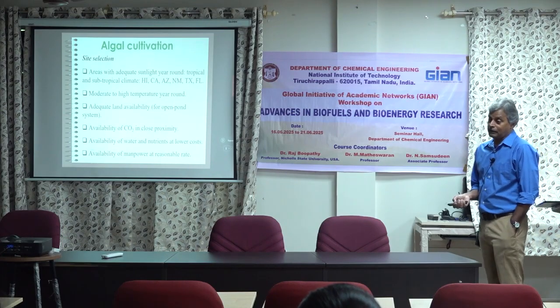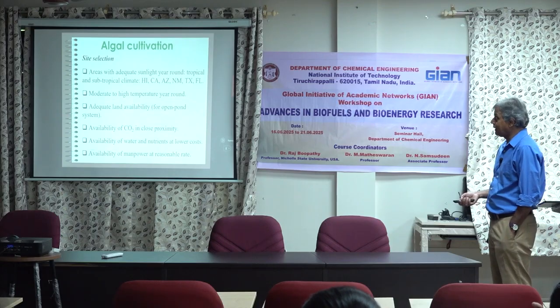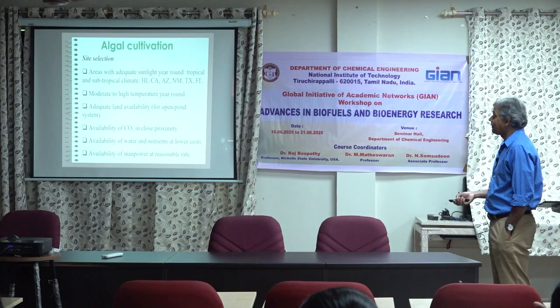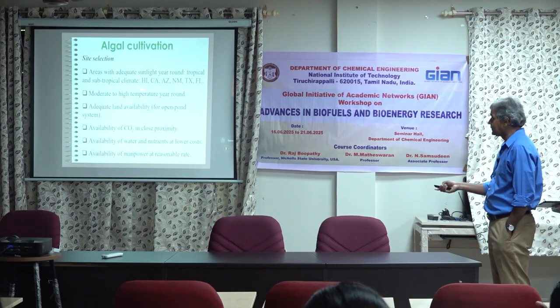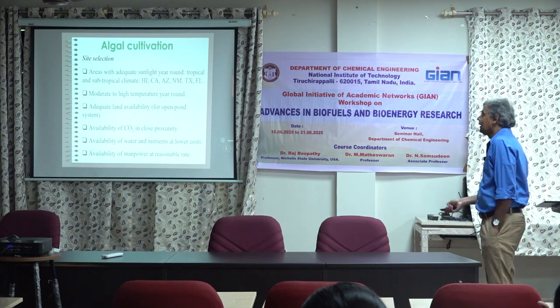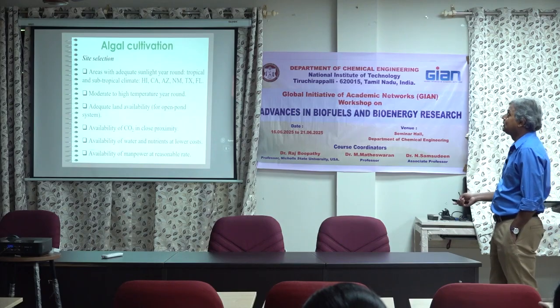Site selection is important, so make sure the site where you're growing algae has a lot of sunlight. It's mostly tropical and subtropical climate, and in the US, these are the places they grow a lot of algae. Those are Hawaii, California, Arizona, New Mexico, Texas, and Florida. Moderate to high temperature year round is good.